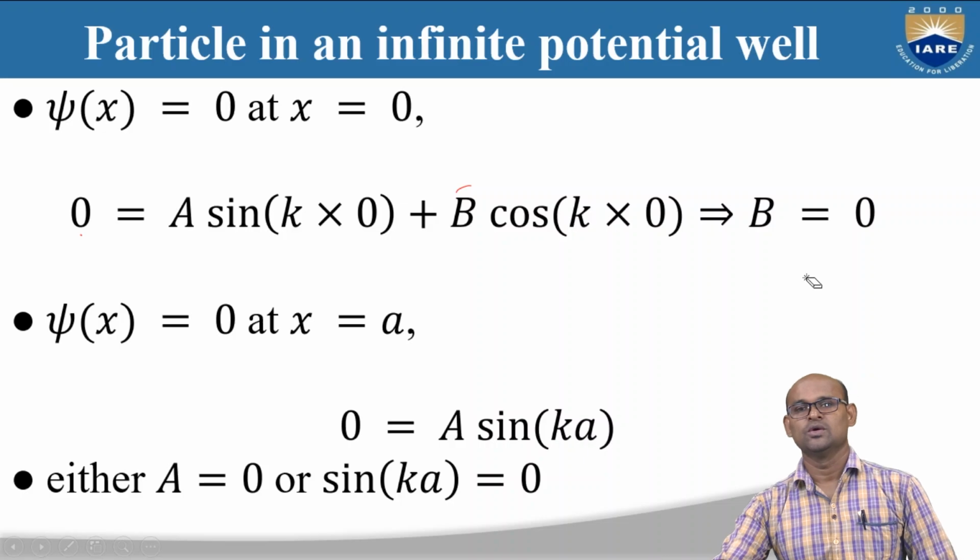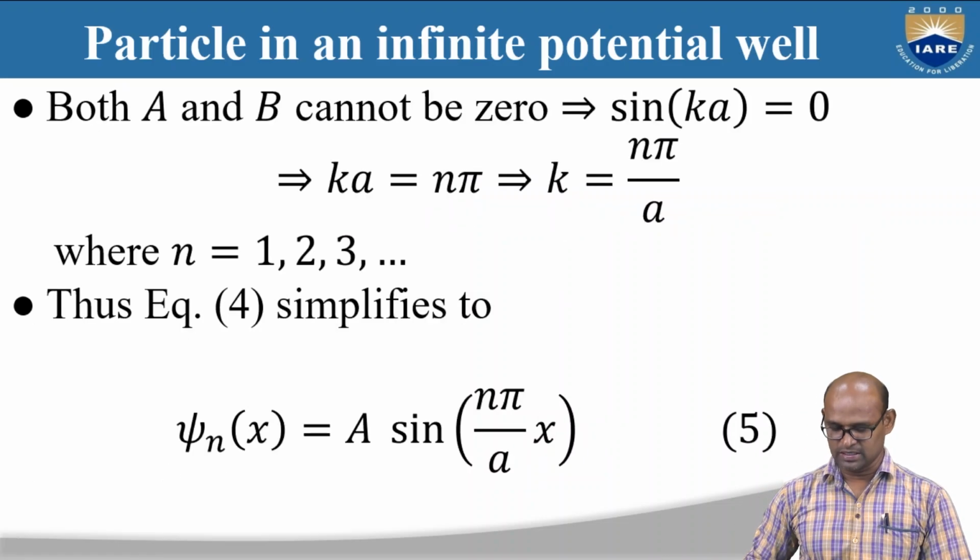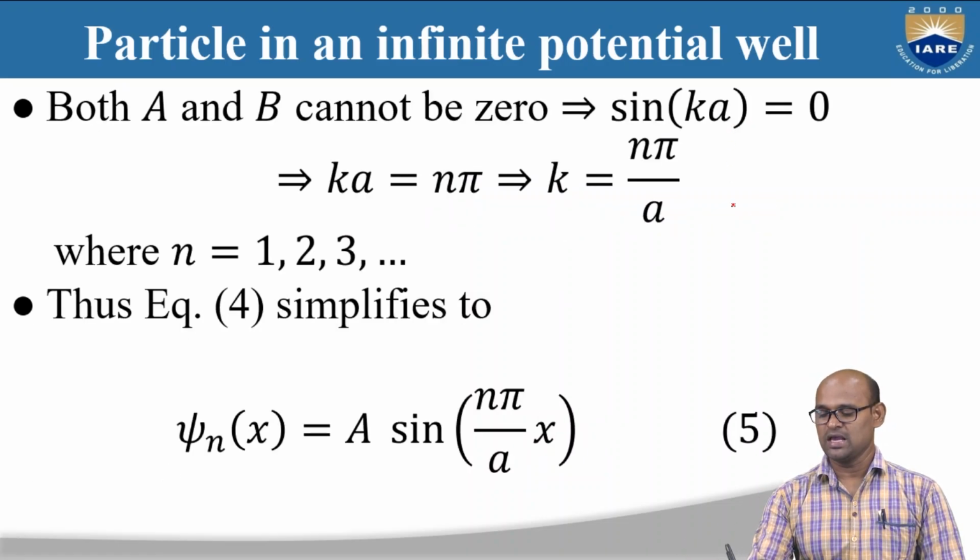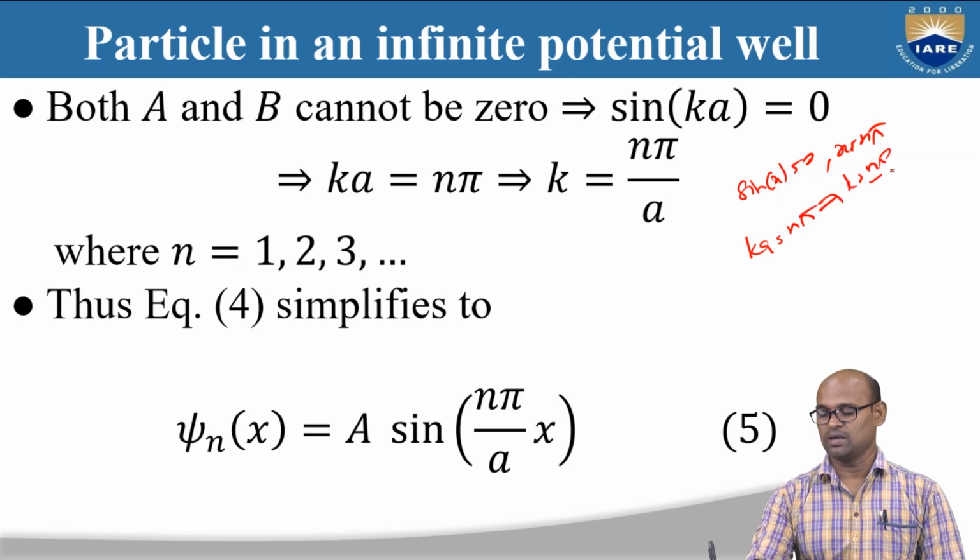The wave function is 0, which is not true. So we are going to take sin ka equal to 0. Sin ka is equal to 0 means sin of x is 0 for the values of x equal to n pi. Here x is actually ka. So ka is equal to n pi, or k is equal to n pi by a.